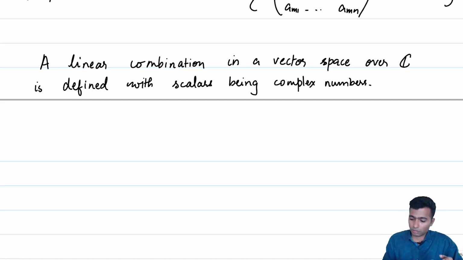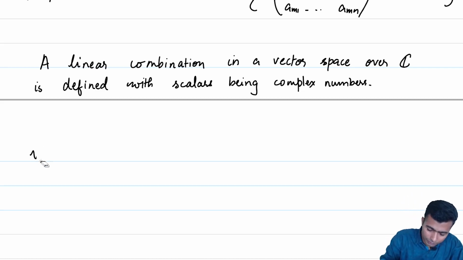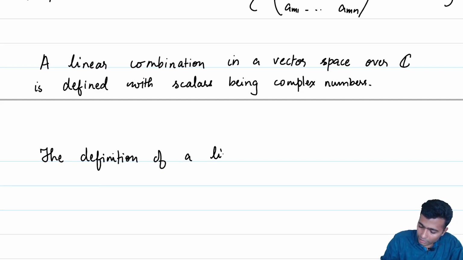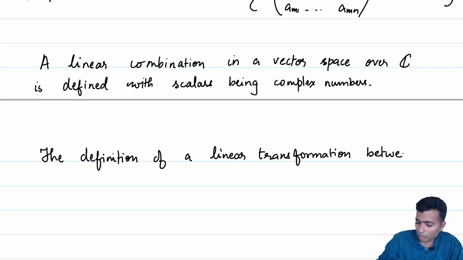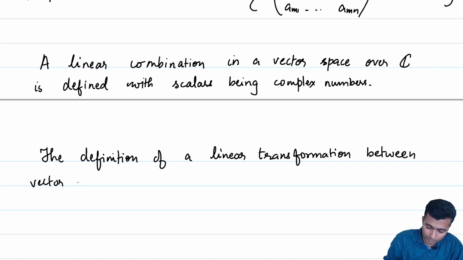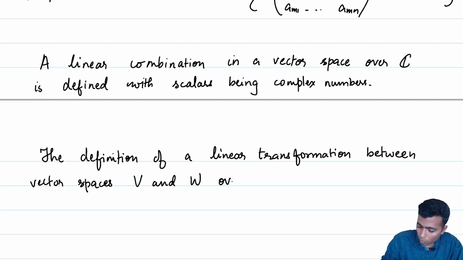Right, so we could also define, or rather we have already defined, what linear transformations are between vector spaces over a given field. So the definitions of linear transformation between vector spaces V and W over complex numbers.